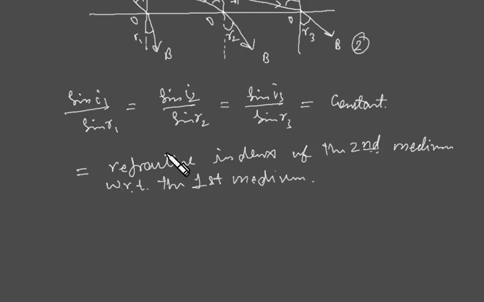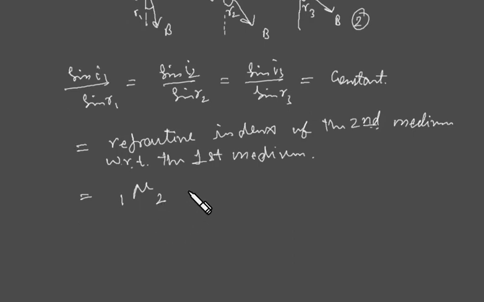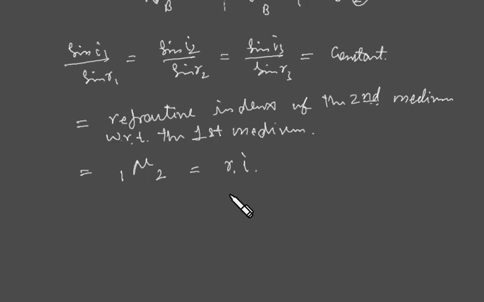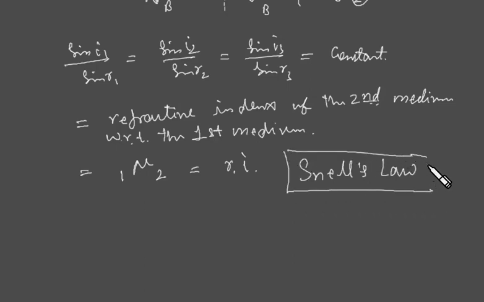So sine i by sine r, the ratio of the sine of the angle of incidence to the sine of the angle of refraction, is nothing but the refractive index of the second medium with respect to the first medium, and that is denoted as mu 1 2, where 1 is the first medium and 2 is the second medium. You can also write refractive index as RI. This second law is also known as Snell's law.